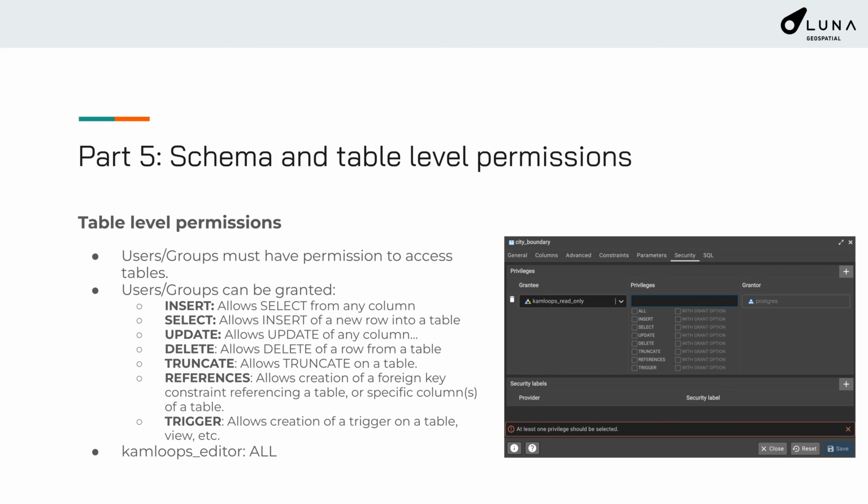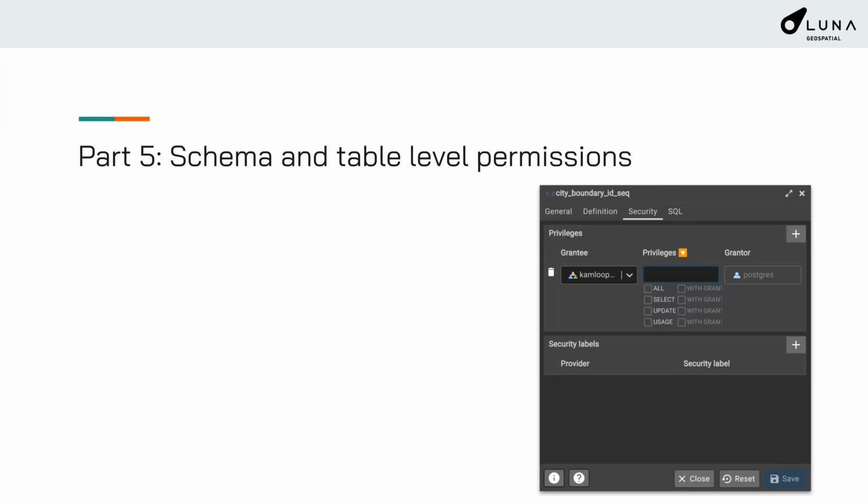In this case, for Kamloops editor, we granted all. Anybody with Kamloops editor could go in and delete every single parcel. Probably not the best thing to do or the best way to set it up, but this is just for a demo. And the Kamloops read-only can select anything, so they have read-only access to anything within all of these tables.